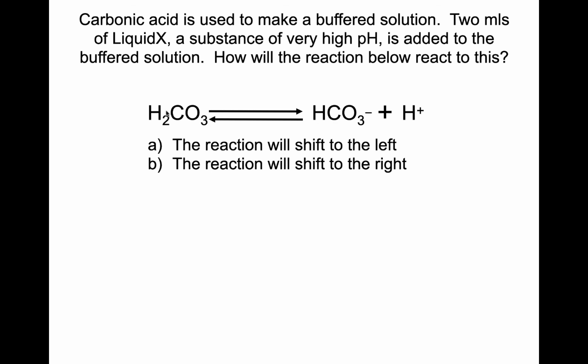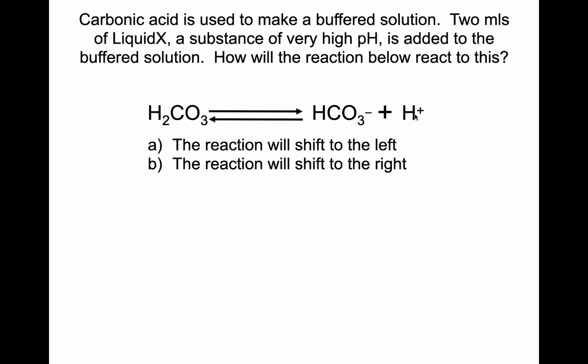All right. So if we add a solution that is very high pH to our buffered solution, what are we doing to the hydrogen ion concentration? That's ultimately the key to unlocking the answer to this question. High pH means really low hydrogen ion concentration. So we're adding more liquid to our buffer that has really low hydrogen ion concentration. What that means is we are reducing the concentration of protons in solution.